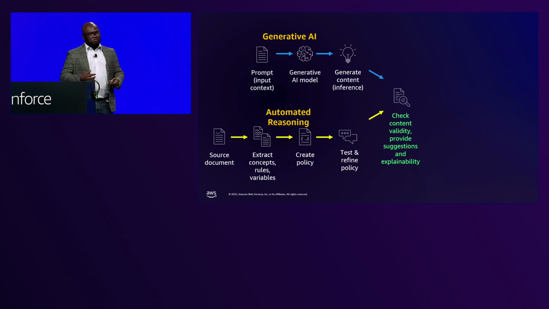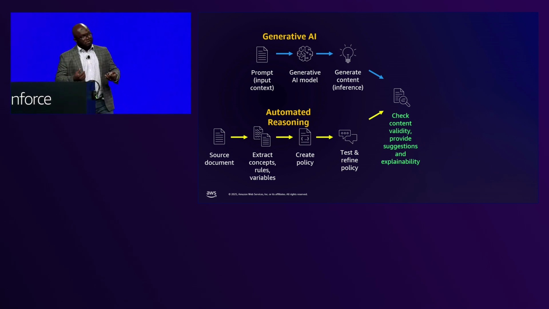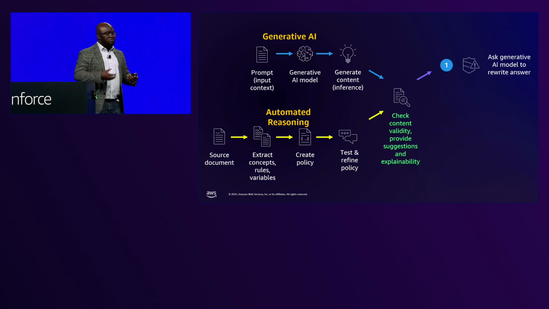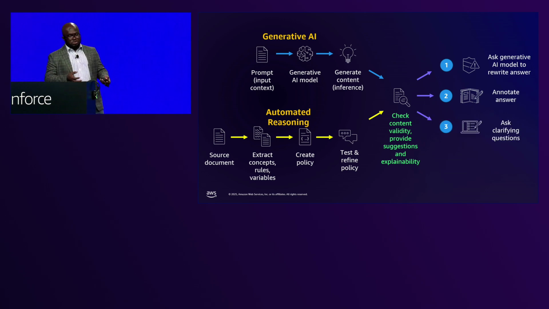After that, you decide what you want to show to your users. Do I want to take this response and, if it's invalid, not show it, and if it's valid, show it? Or do I want to take the feedback, for example, to ask the generative AI to rewrite the response and write a corrected response in this feedback approach? The other thing you can do is annotate your answers with it. And lastly, you can use this to ask clarifying questions.